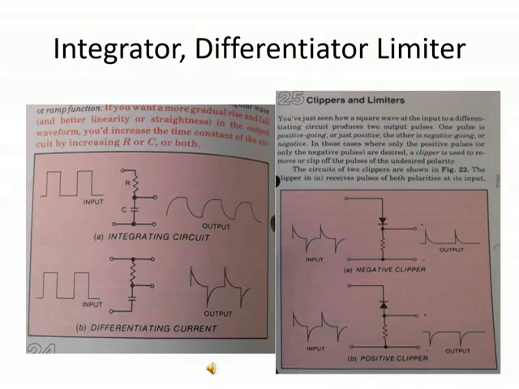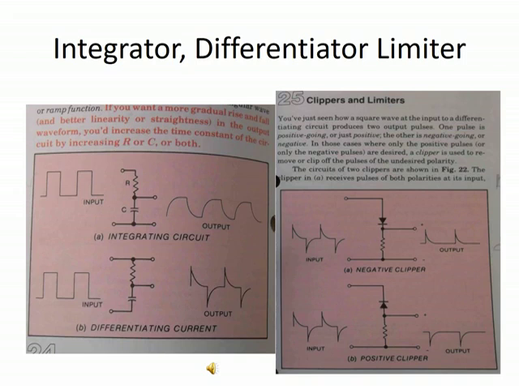Next, the integrator, differentiator, and limiter. For the integration circuit, the input function is the square waveform, but the output function is the exponential waveform. That is the integration circuit. For the differentiation circuit, the input is the square waveform and the output is the pulse. That is the differentiation circuit.